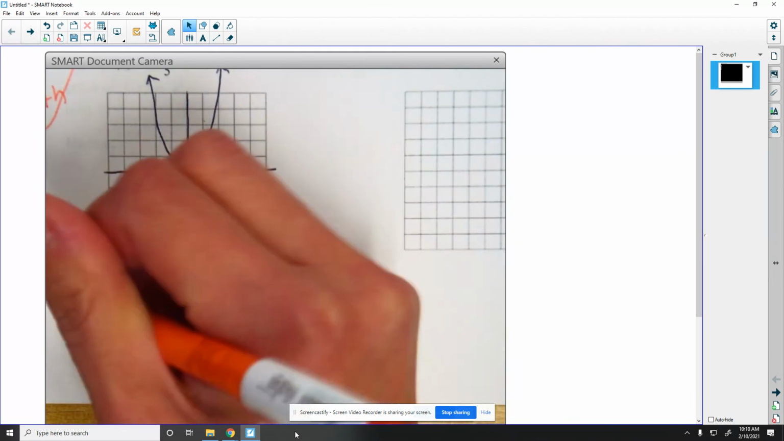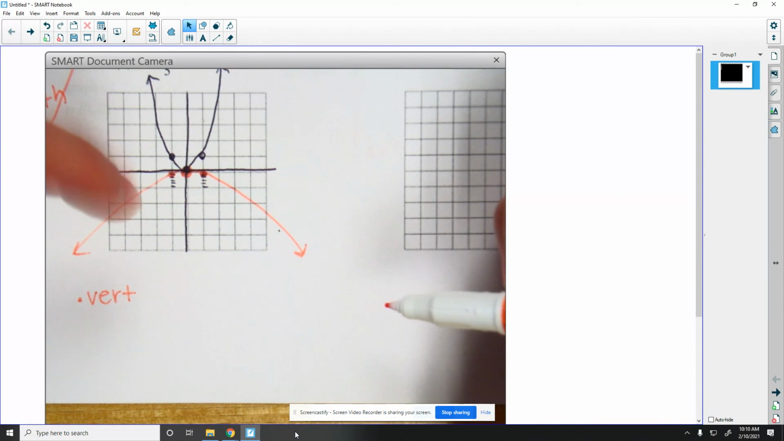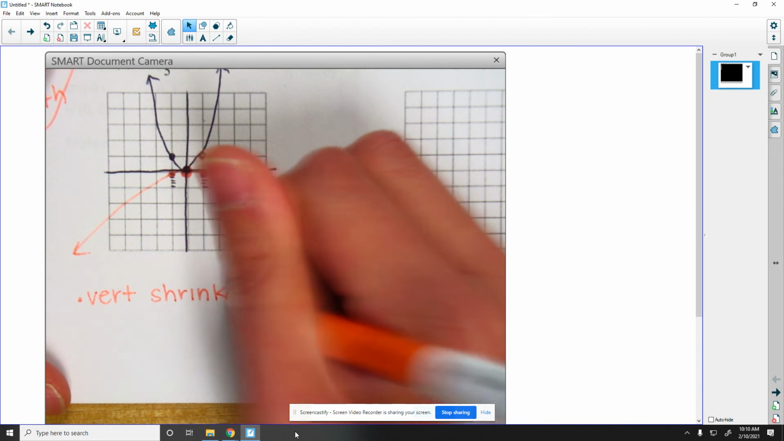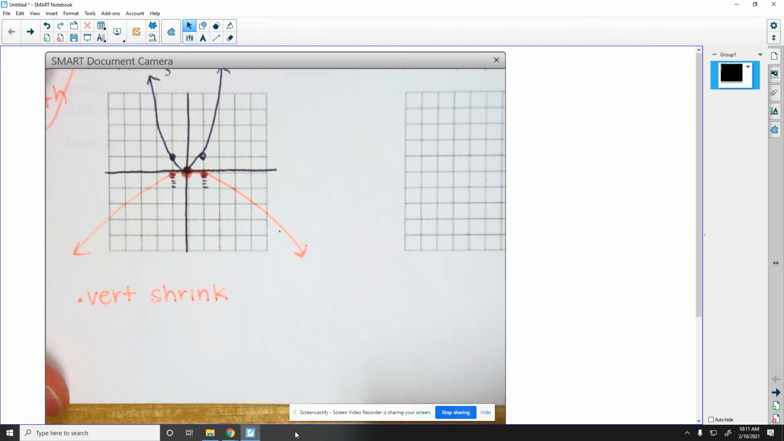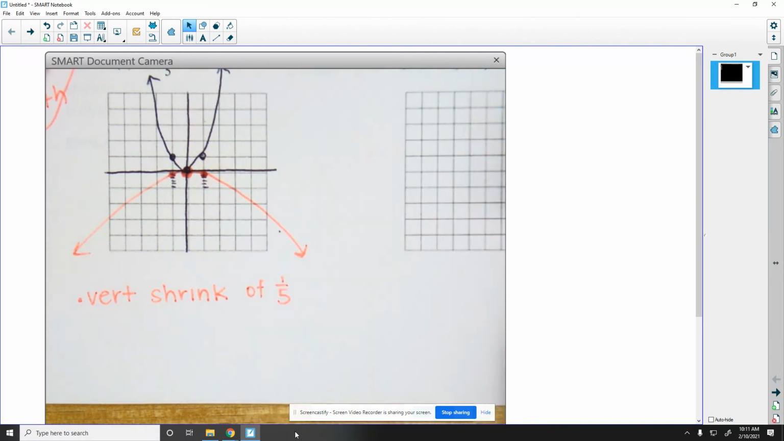So instead of this being a vertical stretch, because I didn't stretch it out to make it skinnier, I shrunk it. So it's a vertical shrink. That's how I got it fatter. I shrunk it down. I flattened it to make it fatter. So it's a vertical shrink of 1/5.